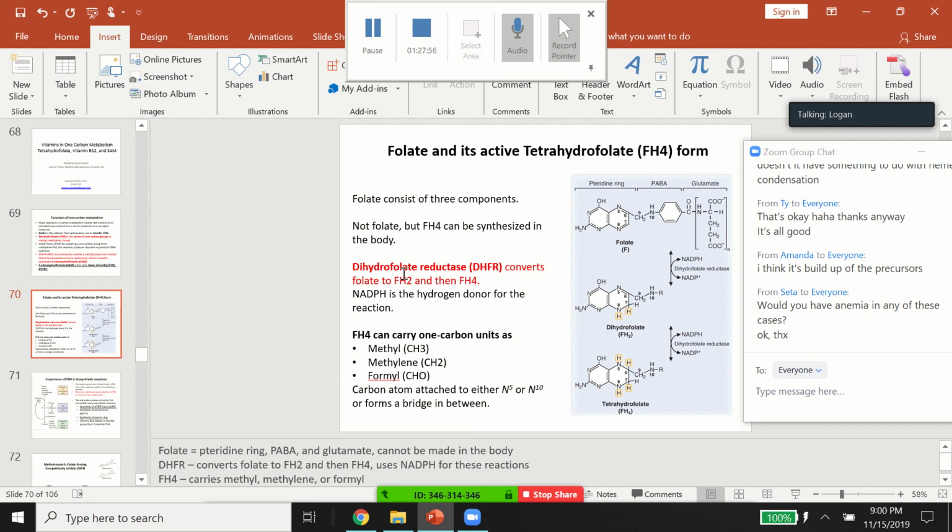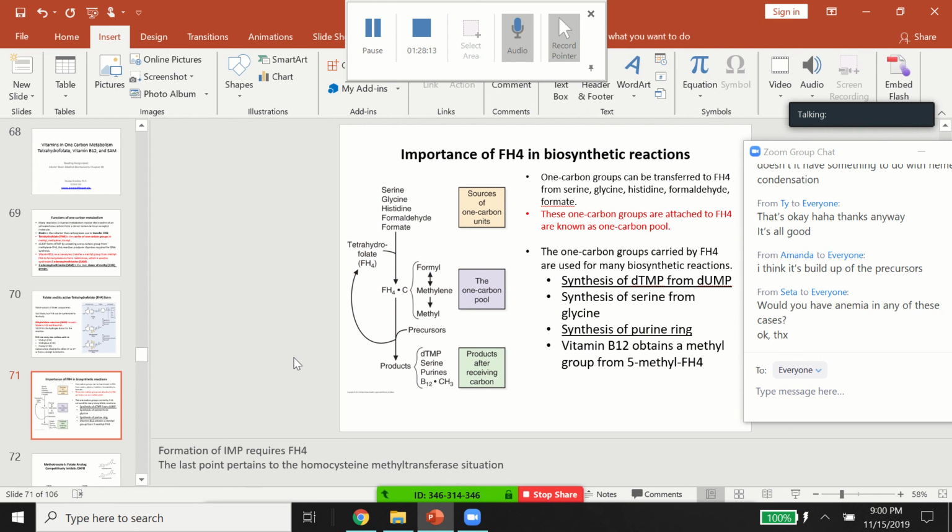Also, this tells you how you get FH4, basically how it forms. And I already mentioned this: FH4 can carry one-carbon units, either as methyl, methylene, or formyl. Okay. Now, the importance of FH4 in biosynthesis reactions.